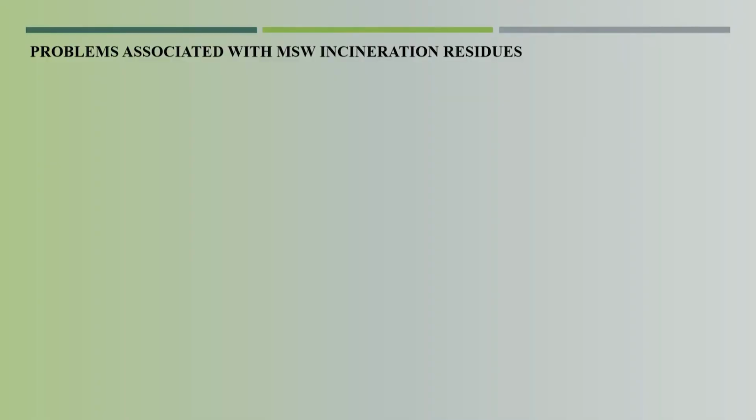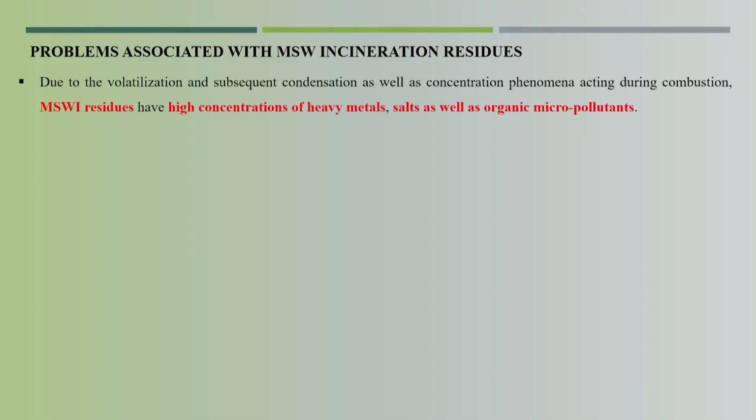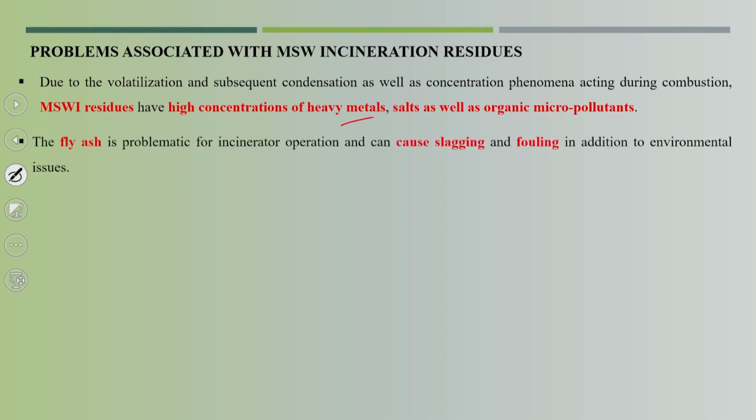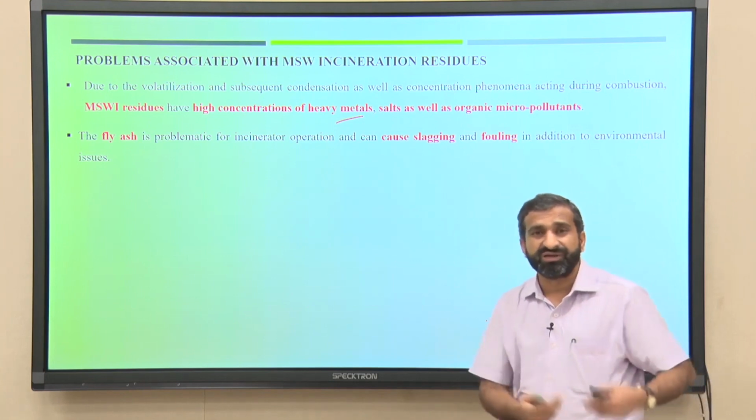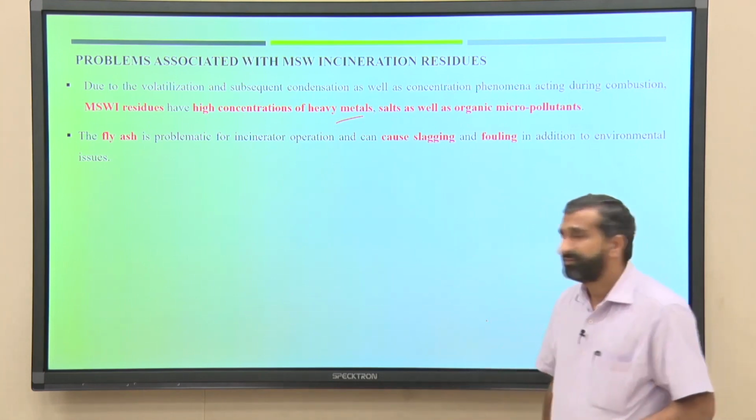Okay. Now, problems associated with MSW incineration residue. Due to volatilization and subsequent condensation, as well as concentration phenomena acting during combustion, these MSW incineration residues have high concentrations of heavy metals, salts as well as organic micropollutants. So, the major concentration of heavy metals is problematic. We cannot simply dispose of it onto land, because these metals could be leached out and enter the aquifer system. So, it will pollute the entire groundwater.